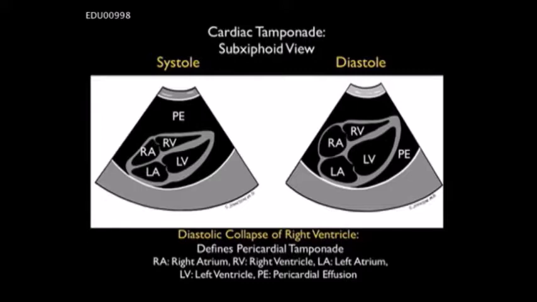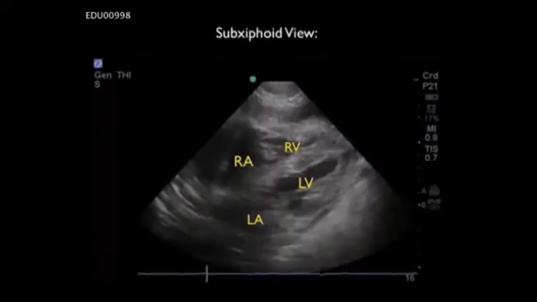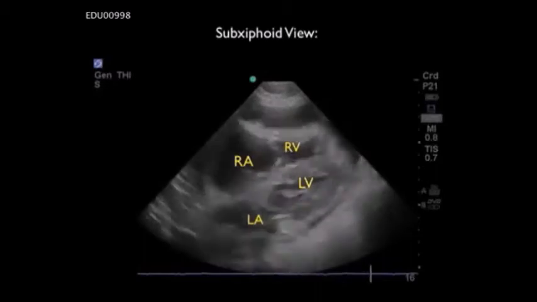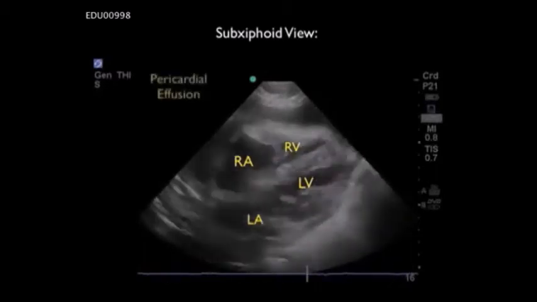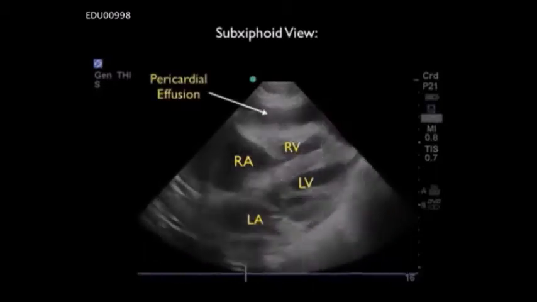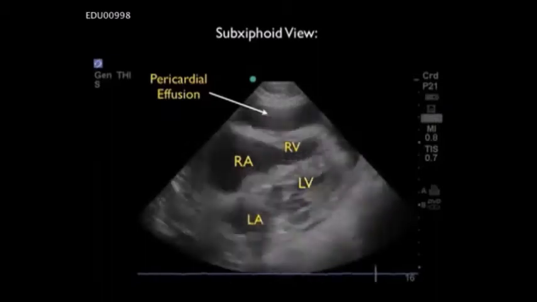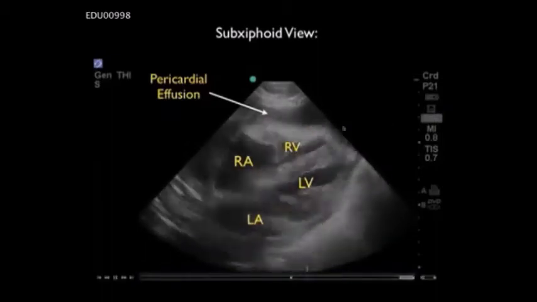Now, cardiac tamponade physiology will first affect the right side of the heart because of the relatively lower pressure system as referenced to the left side of the heart. In this video clip taken from a patient who had declining blood pressures on serial evaluations in the emergency department, we first identify a pericardial effusion from the subxiphoid view.